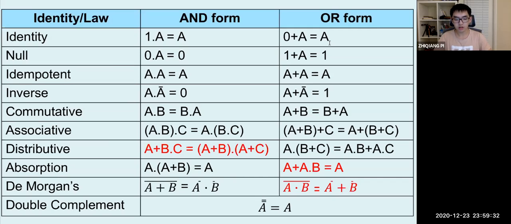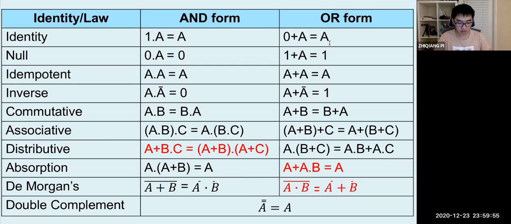The null law basically says how we can eliminate one variable. False and anything is always false, and true or anything is always true, as we've seen in the null rule.